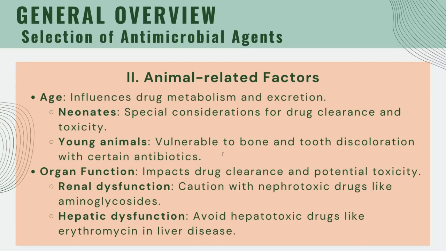Next is the functional capacity of kidney and liver. AMAs with low margin of safety must be used very cautiously when renal and hepatic functions are defective. Drugs like cephalothin, cephaloridine, nalidixic acid, tetracyclines, aminoglycosides, and amphotericin B should not be administered in renal dysfunction. On the contrary, erythromycin, chloramphenicol, and rifampin should not be administered in liver diseases.